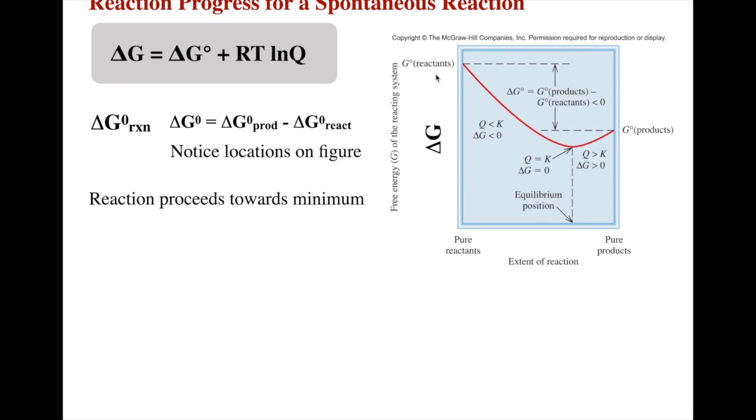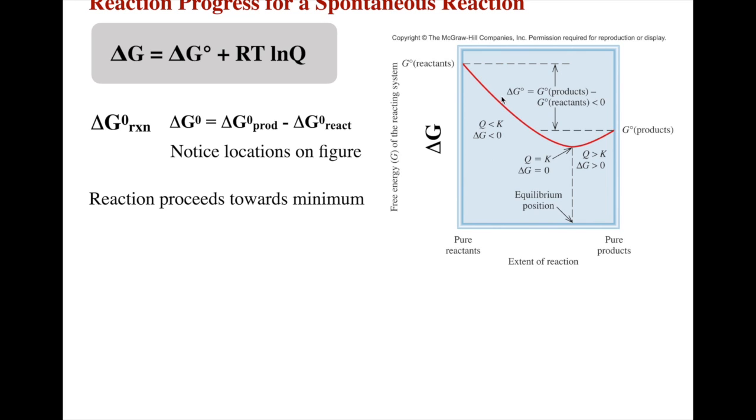Now, by the way, why do we know that this is spontaneous? Because when we go from reactants to products, the delta G for the reaction will be negative because the products are lower, so we're going down. So delta G for the reaction is negative. That tells us it's spontaneous. I forgot to mention that. So we start to increase Q.